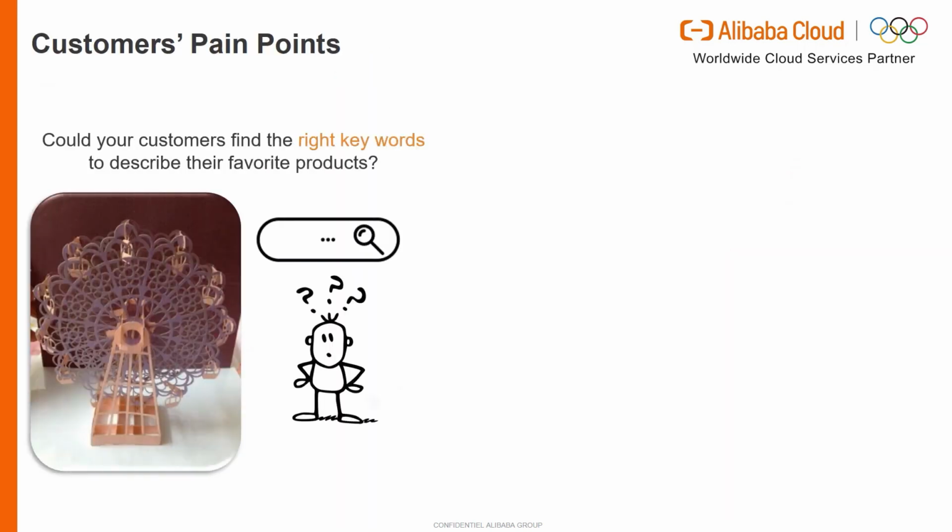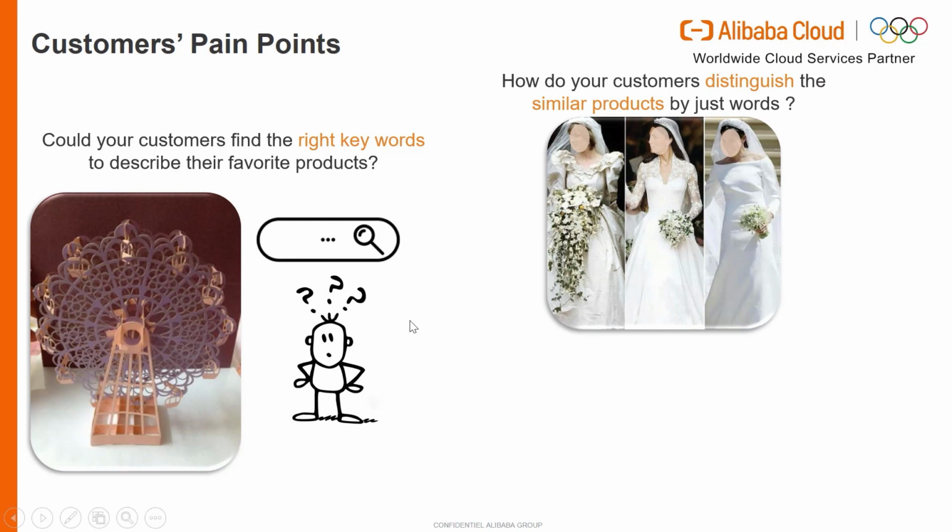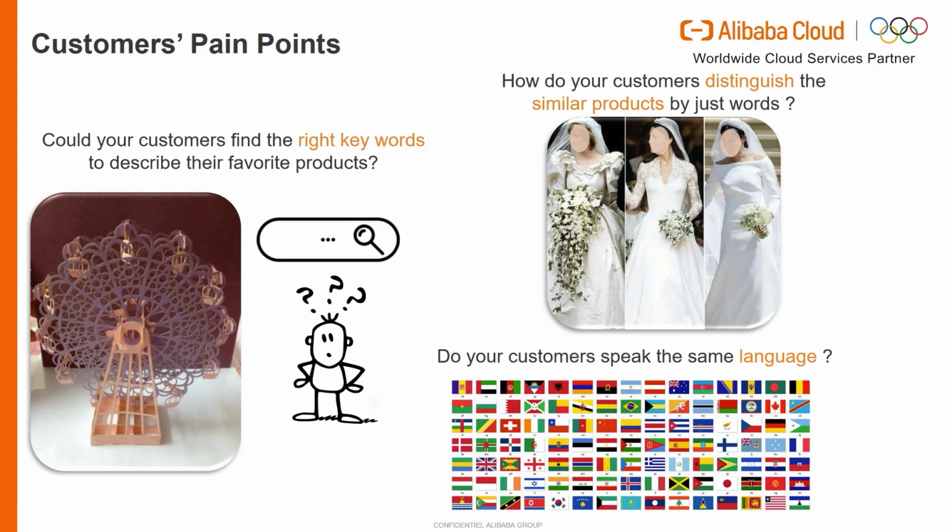Image search is quite useful to avoid some pain points for your customer. First of all, there are always some products which are difficult to find the right keywords to describe. Even if your customer finds something, we're not sure that they have found the same keywords as your webmaster. The second scenario is about similar products. With just words, sometimes it's very difficult to distinguish the similar products. And for your foreign customers, a picture is worth 1,000 words.